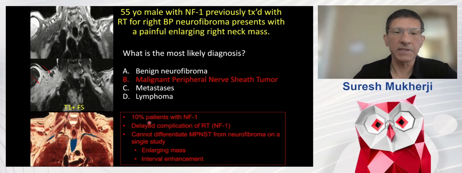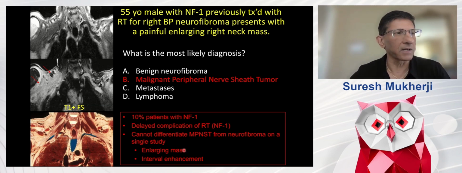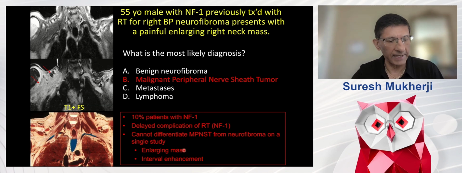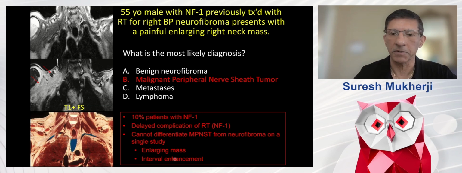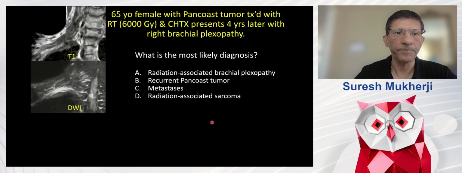About 10% of patients with neurofibromatosis type 1 will go on to develop a malignant peripheral nerve sheath tumor. We cannot differentiate a malignant peripheral nerve sheath tumor from a neurofibroma on a single study. You just can't do it. But if the patient has an enlarging mass and there's interval enhancement, then that is suggestive of a malignant peripheral nerve sheath tumor. And just remember, it is a delayed complication of neurofibromatosis type 1.